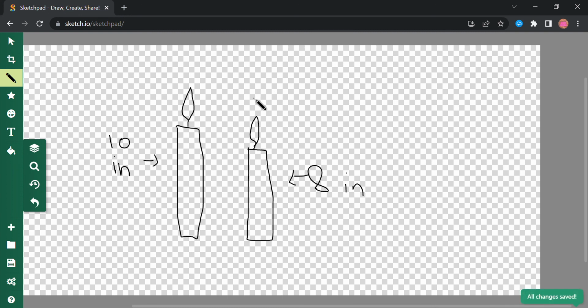Now, how much time would it take for this candle here to be half of 10? So for example, let's say this is at 3 inches, and this will be 6 inches. So 10 will be 6, 8 will be 3. Obviously that wouldn't work because, let's say it would burn at the same exact rate. Okay, I don't know how long it would take.